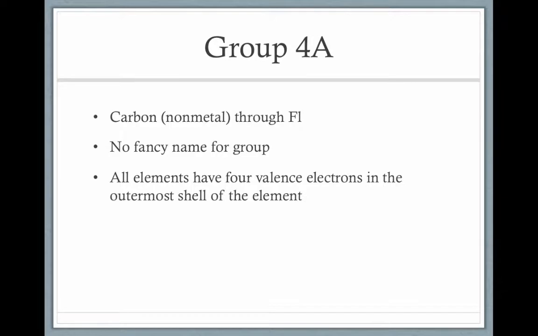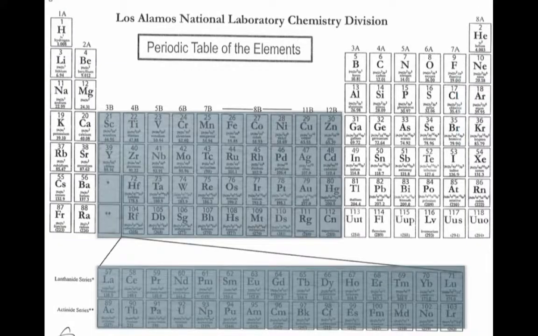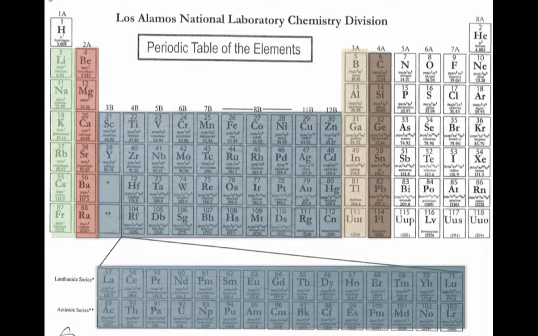Group 4A does not have a fancy name. It's carbon through whatever FL is. I don't know what that is. There's no fancy name for this group as well, and they all have 4 valence electrons in the outermost shell of the element. So we have transition metals, alkaline earth metals, 3A, 4A, and 5A.